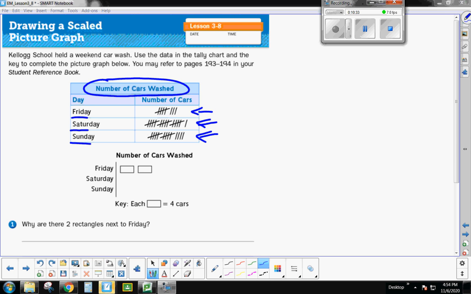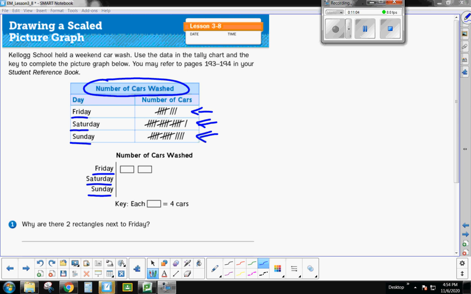Now, down below, they have started my pictograph. They've got the title, number of cars washed. They have the categories off to the left instead of at the bottom like they would with a bar graph. And now they have their key. Remember, this is the most important difference between a bar graph and a pictograph. We have a key. They are using rectangles, and each rectangle is going to represent 4 cars. So you've got to remember that.